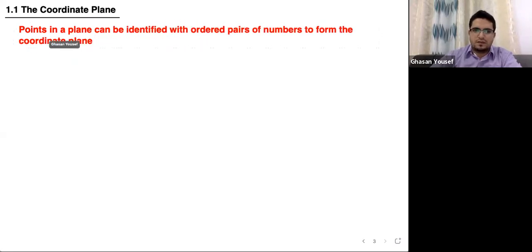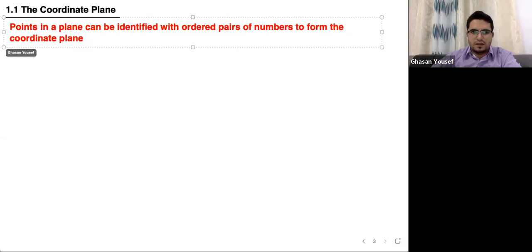So this is the definition, the meaning of the coordinate plane. Points in the plane can be identified with ordered pairs of numbers. These ordered pairs of numbers form the coordinate plane, or the Cartesian plane. So first of all, we have perpendicular real lines that intersect at 0 on each line.